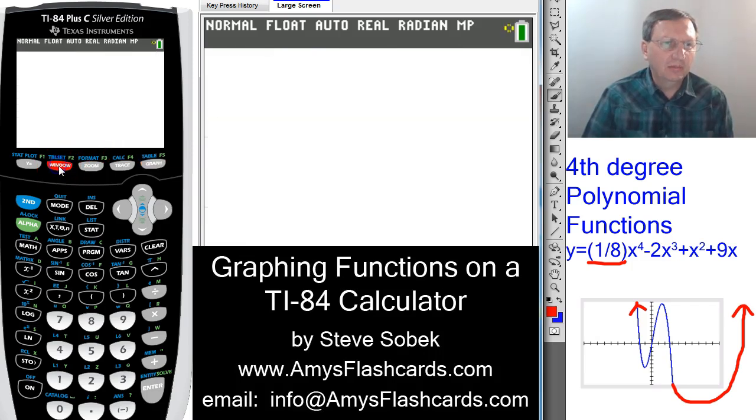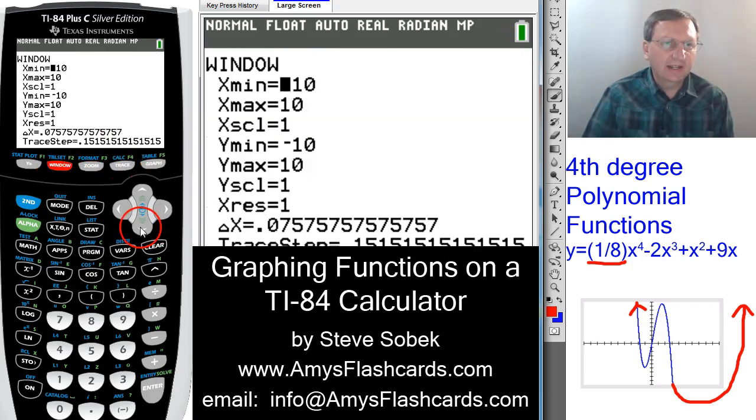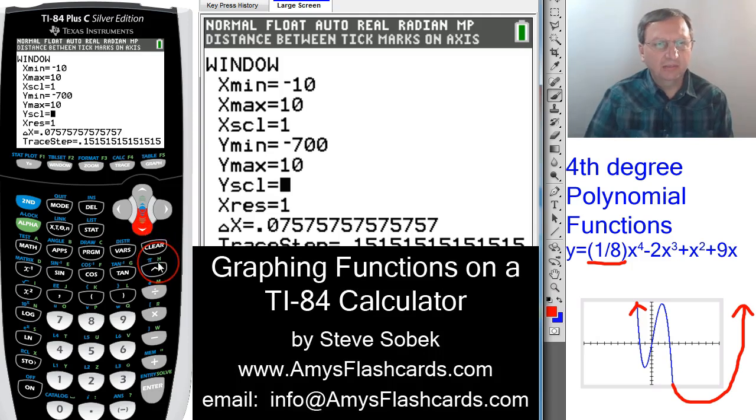So let's hit the window button, and let's hit the down arrow key to highlight the Y minimum. And let's type in negative 700, being very careful to use the negative sign beneath the 3 and not the subtraction key for your negative. And perhaps for Y scale, let's enter to accept that, and go down to Y scale, and perhaps at every 100 units we could put a notch.